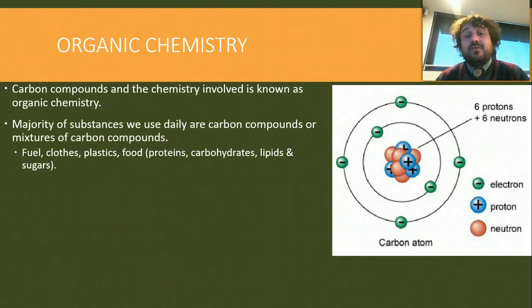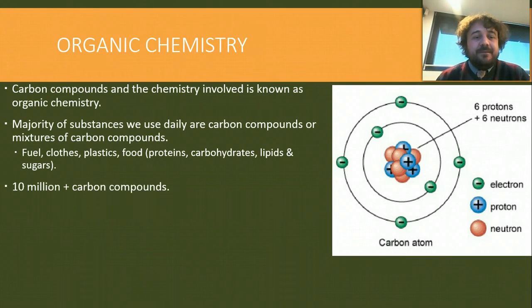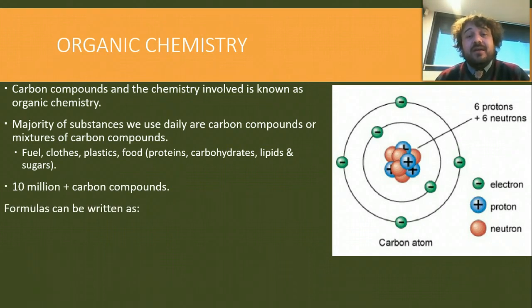Now, the majority of substances we use on a daily basis are organic chemicals. This doesn't mean they've come from a living thing, or that they're not used with pesticides. It just means it is a compound made out of carbon, and then some hydrogen, oxygen, nitrogen. So there are 10 million plus, and more are being discovered every day.